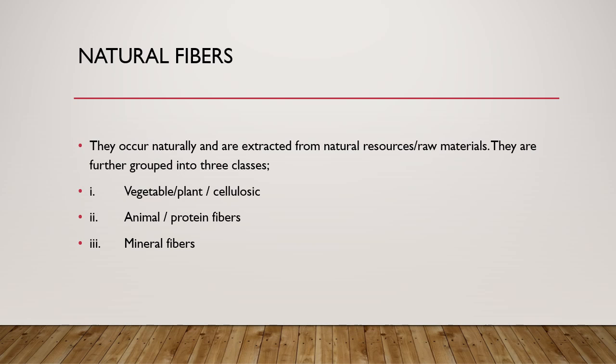Natural fibers. What are natural fibers? These are the fibers that occur naturally and are extracted from natural resources or raw materials. They are further grouped into 3 classes: vegetable, animal, and the mineral fibers. When you go back to the vegetable fibers, they are also known as the cellulosic, and the animal fibers are also known as the protein fibers.